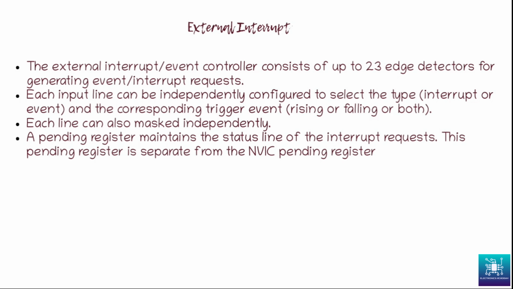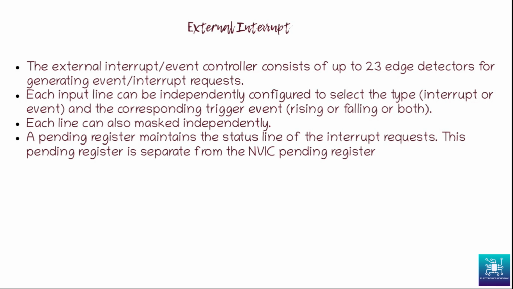Now, each input line can be independently configured to select the type, that is, whether it's an interrupt or an event. Interrupt would mean it's a physical signal that is sent into the processor to interrupt it, and how the trigger happens. For example, the trigger could be a rising edge trigger or a falling edge trigger. So we don't have a level trigger in the case of interrupts in the STM32F411. Each line can also be masked independently.